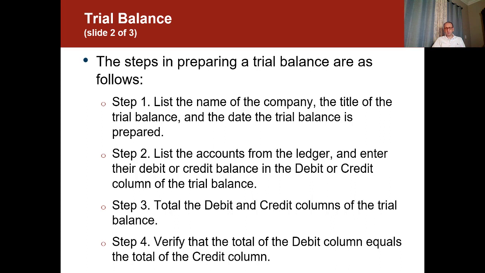Then the important part of the trial balance is steps number 2, 3, and 4. In step number 2, we list the accounts from the ledger and enter their debit or credit balances in the debit or credit column of the trial balance. Then in step number 3, we total the debit and credit columns, or in other words, we add the values. And then in step number 4, we verify that the total of the debit column equals the total of the credit column.